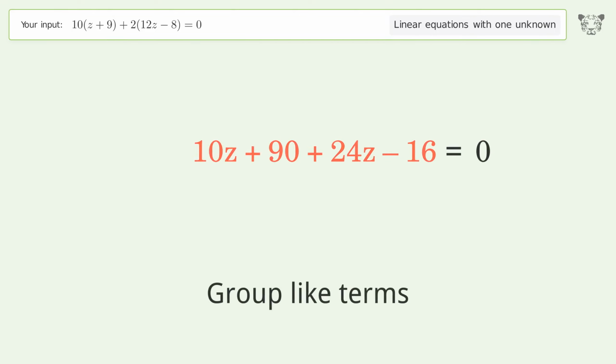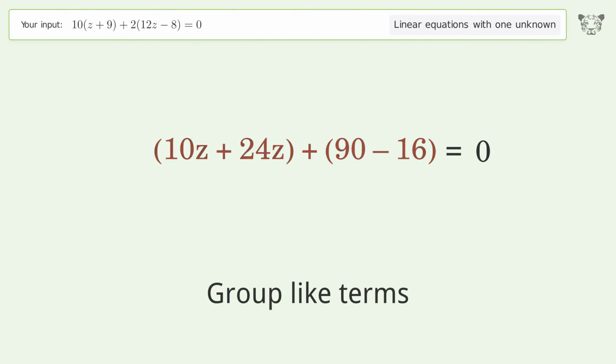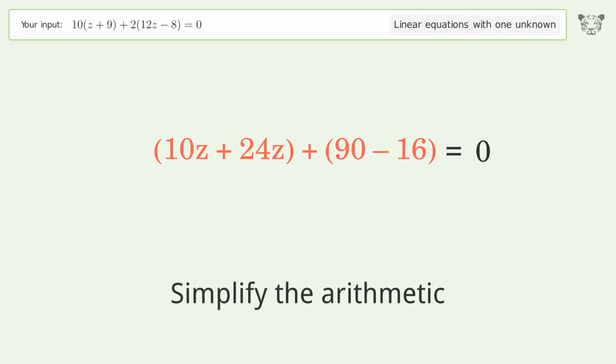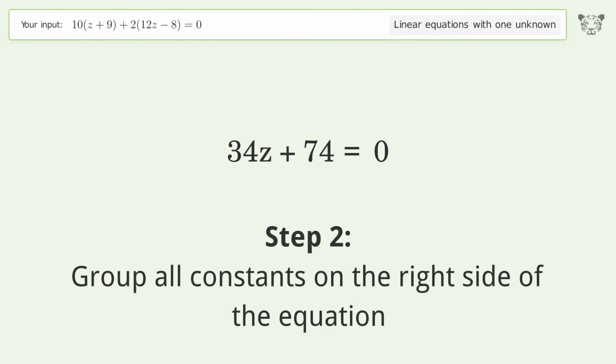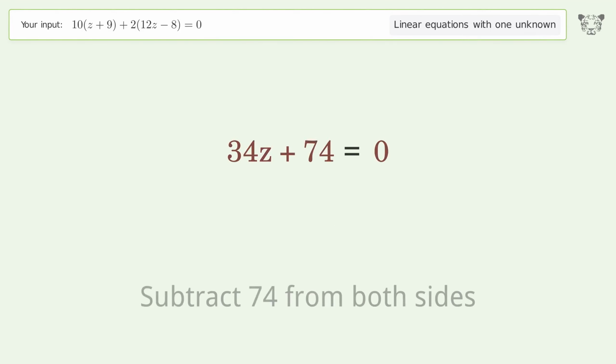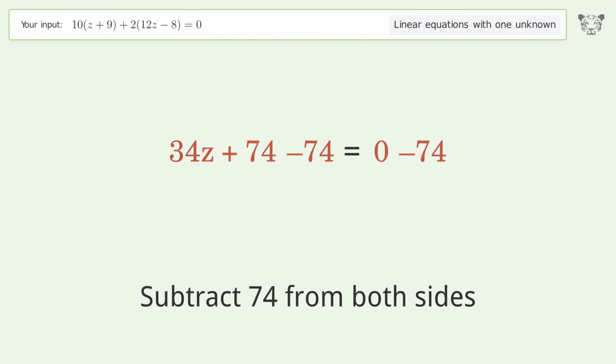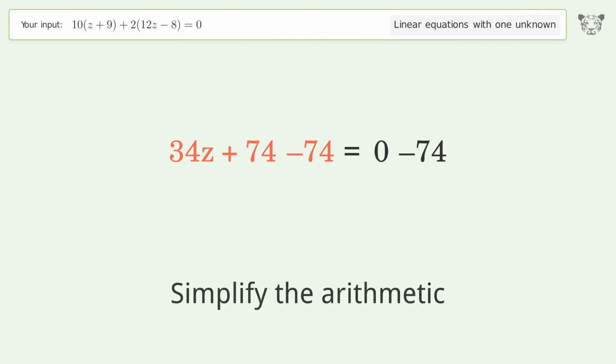Group like terms. Simplify the arithmetic. Group all constants on the right side of the equation. Subtract 74 from both sides. Simplify the arithmetic.